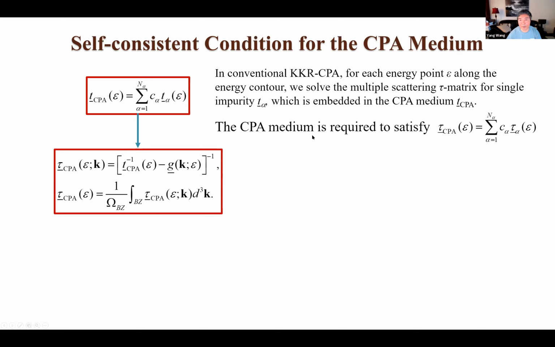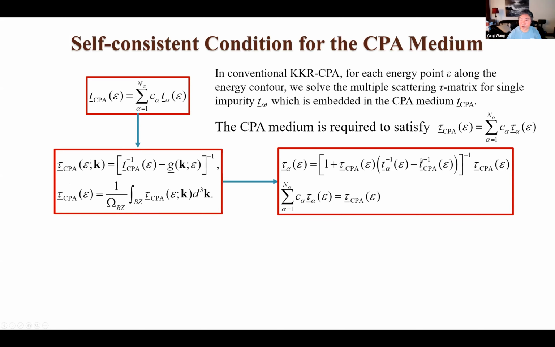But the CPA medium is required to satisfy this expression. So we use this single impurity expression to find tau alpha. That's the equation for a single particular impurity surrounded by the CPA medium, the expression I gave you before. And then we do the average and check if that's equal to this. Of course, in the beginning it should not be equal, but our goal is to reach this. So that's a check whether TCPA is convergent, which is what we want.